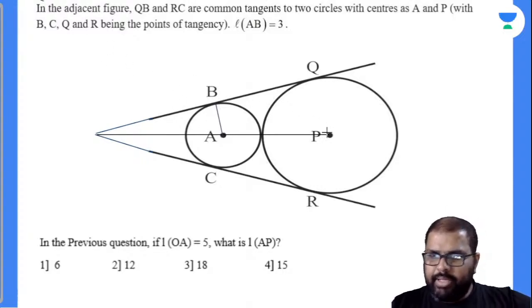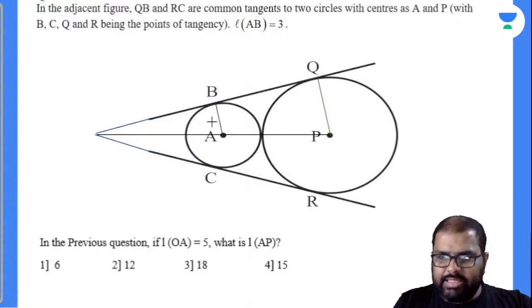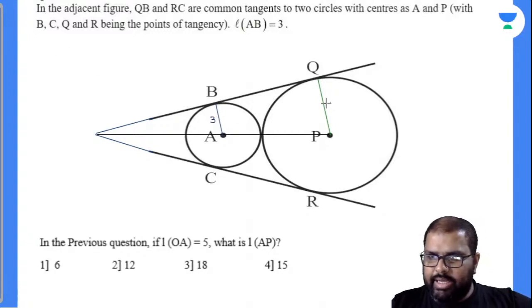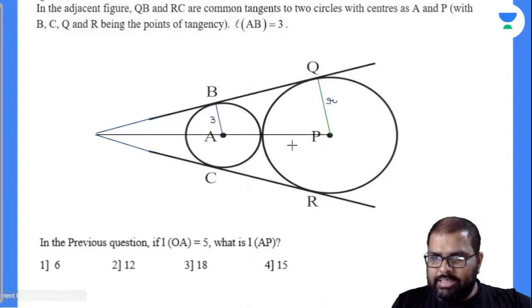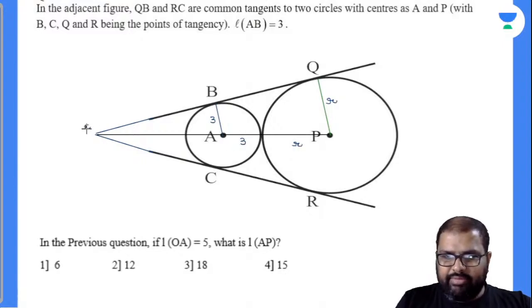And see, PQ is nothing but the radius of the larger circle. The data given there is AB length as 3. Now we don't know the radius of this PQ, I'll take it as R. And this is R up to here. This is 3. Now OA length is given as 5. Now what is the question asked? What is the length of AP? I can use the same concept now.